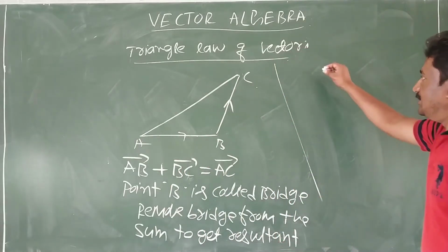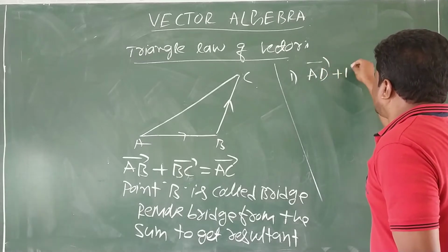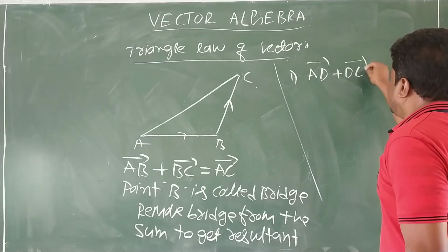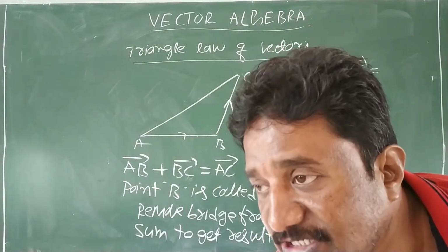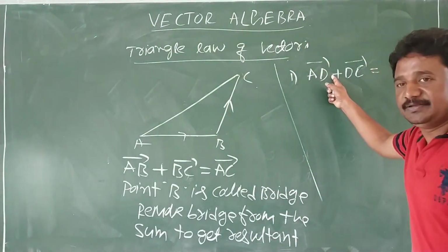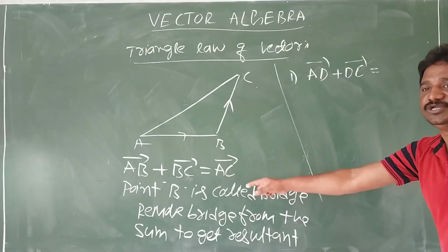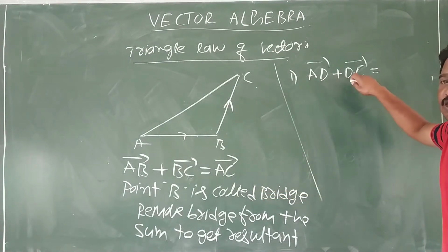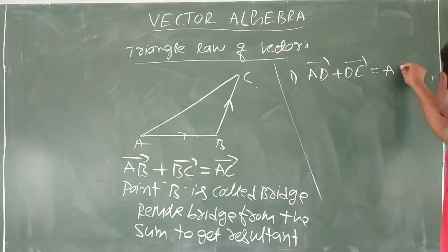Look at this, students. I generally write vector AD plus vector DC. Tell me the resultant of this sum. The resultant is AC. Just before, I told you, just remove the bridge. What is the bridge in this case? D. If you remove the bridge, you will get the resultant vector AC.